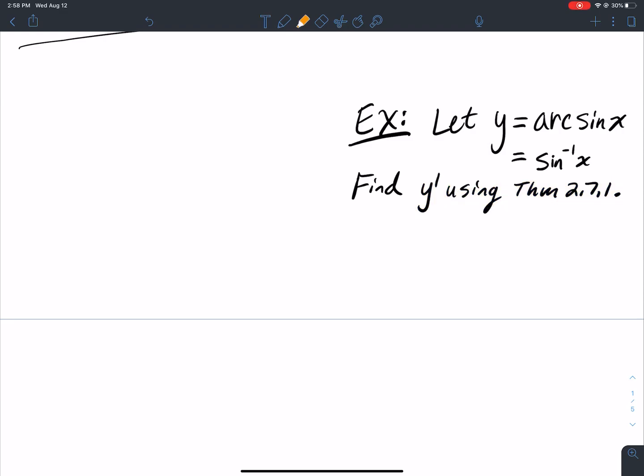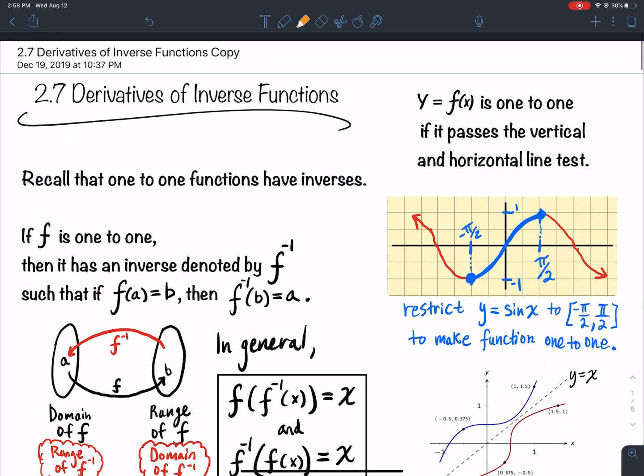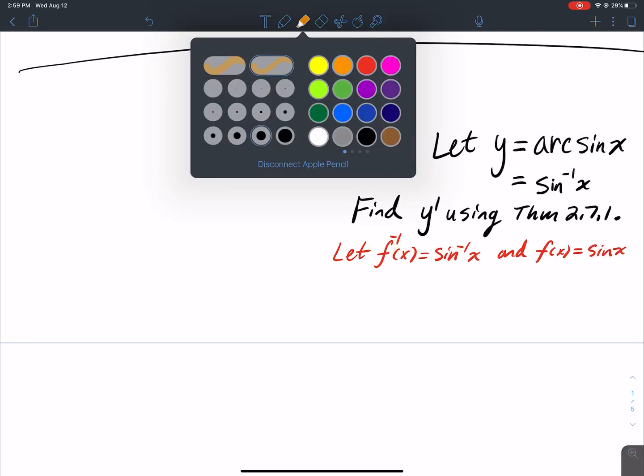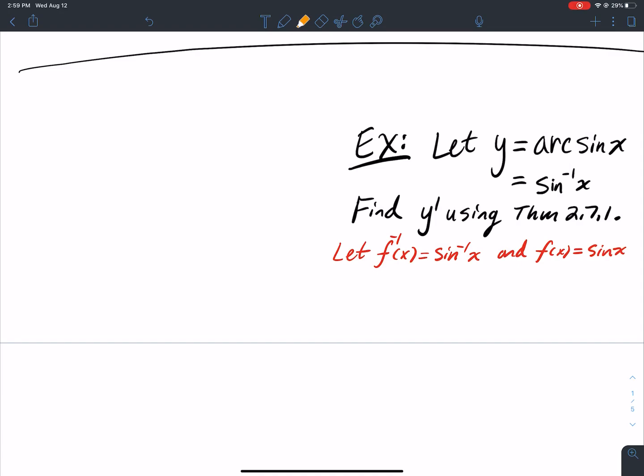2.7.1. Okay, so we talked about this theorem just a second ago. That theorem basically says that the inverse derivative is equal to 1 over the derivative of the original function. Okay, so I'm going to let f inverse be the inverse of sine, arc sine. And so that means that f is equal to sine of x. The inverse of the inverse is the regular, and the inverse of sine inverse is sine of x.